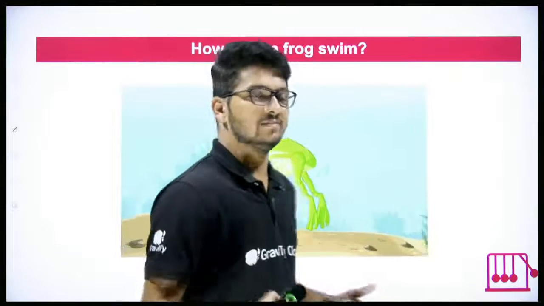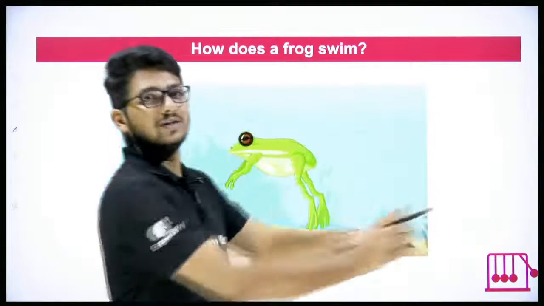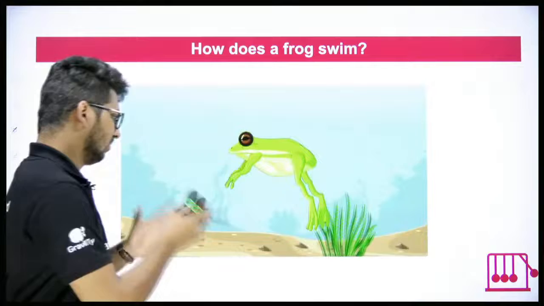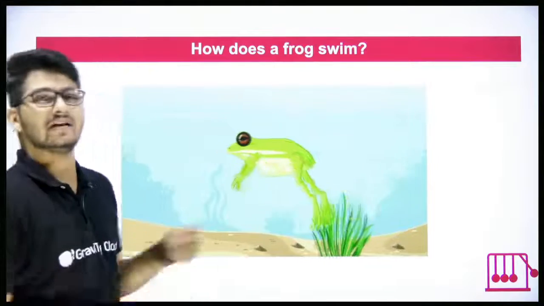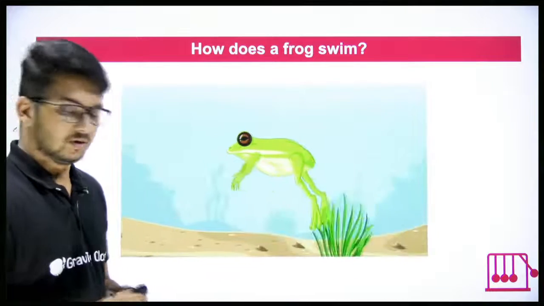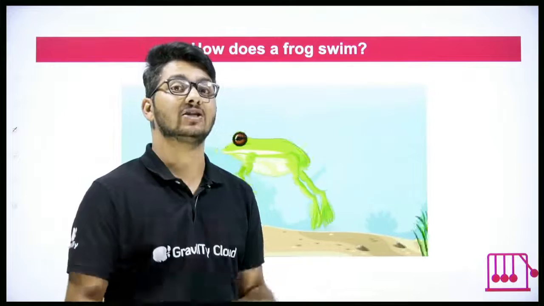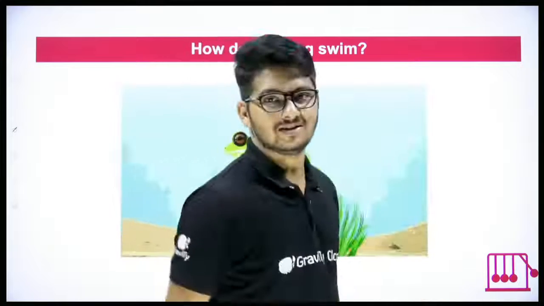Now when a frog swims, it goes forward. So who is pushing it forward? That is the question. And why only a frog? We can take us also. Even when we swim, how do we swim? That is the question. Okay, so what are the forces acting? We are interested in the forces acting in this case. Who is pushing the frog forward?